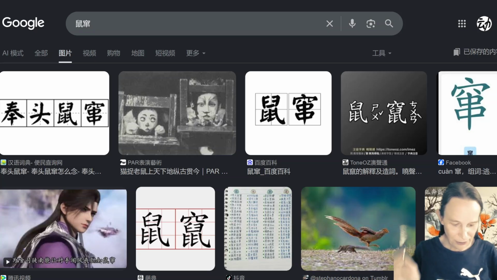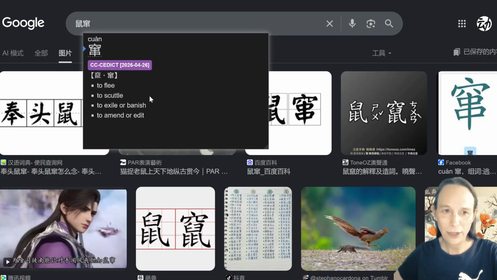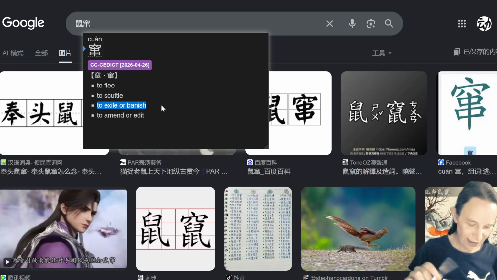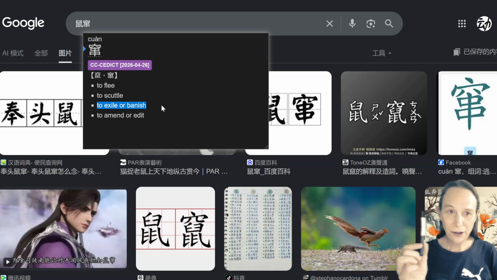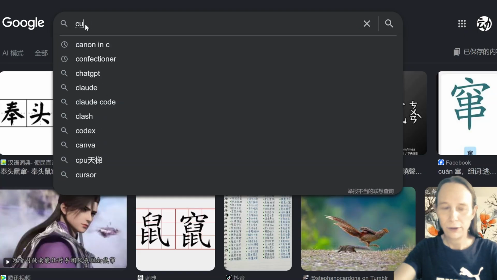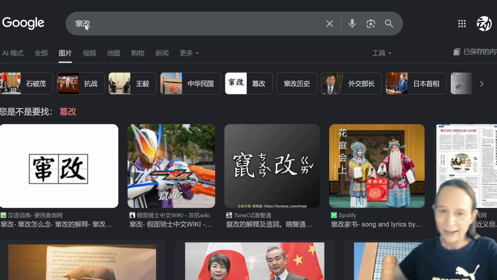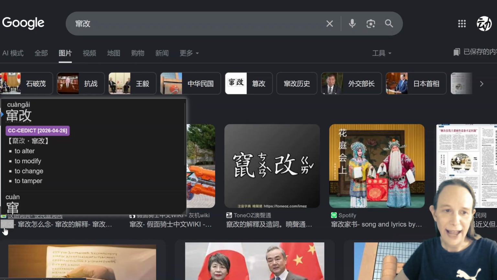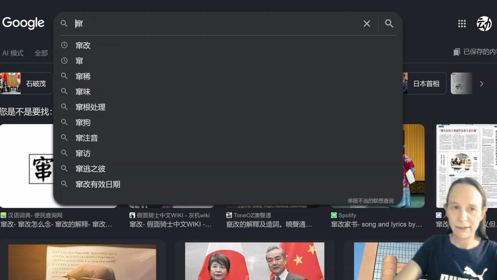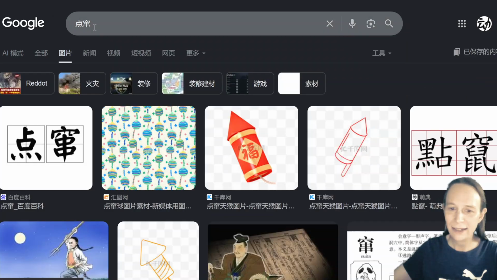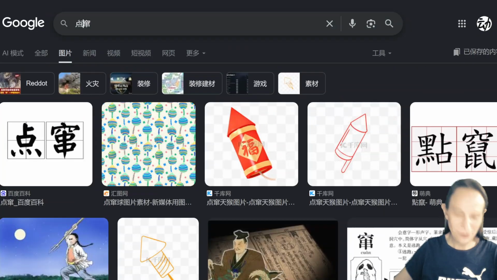So, number 2, 驱逐, 放逐. This to drive off something? To exile or banish. Okay. I don't think I need to know that. 改动 is number 3. So 篡改. What is 篡改? Yeah, maybe I don't need to know this either. 篡改. Alter, modify, change, tamper. All right, 篡改. 点窜. I don't know how much of this I need to know. 点窜. Reword, edit text. Yeah, I'm not sure how common this is.